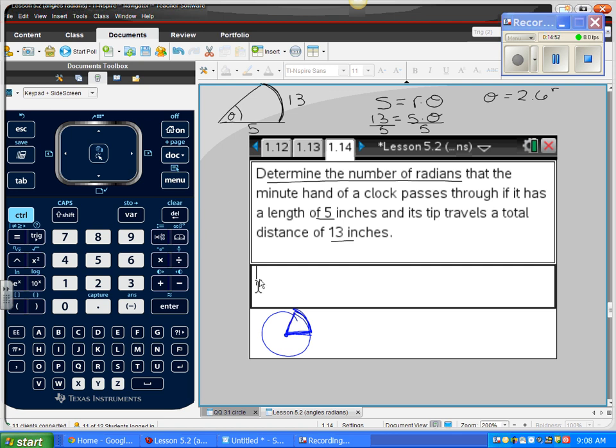How do you guys feel about that? It's not bad, right? You have to know the formula, and you have to know what each piece means. So let's try another one.